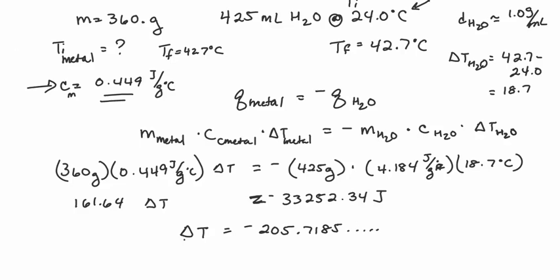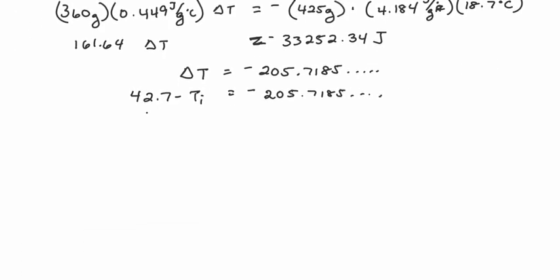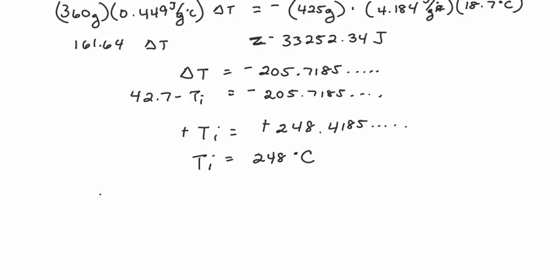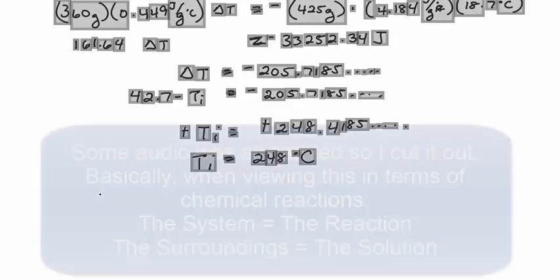Now, the delta T of the metal is going to be the final temperature minus the initial temperature, which I don't know. And that's equal to negative 205.7185 and the other digits that are still in my calculator. So now I subtract 42.7 from both sides and get a negative 248.4185, etc. Multiply through by -1 to get rid of my negative, and my initial temperature was 248 degrees Celsius. So similarly, we can use this kind of approach in order to find other missing variables as well.